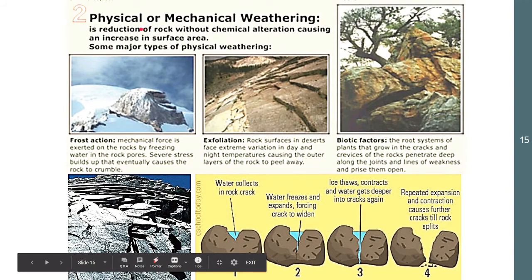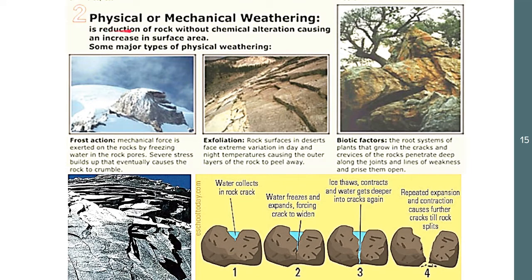So these are examples of physical or mechanical weathering. Again, this is the reduction or destruction of rock without chemical alterations. This includes frost action. This happens when mechanical force is exerted on the rocks by freezing the water in the rock pores.